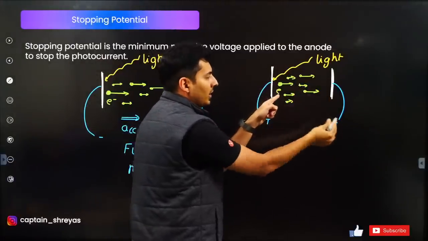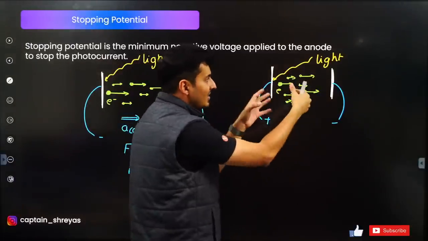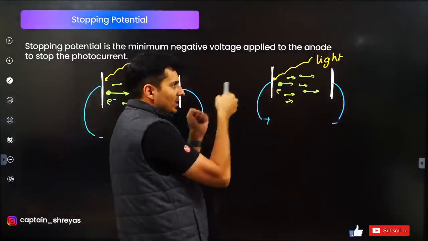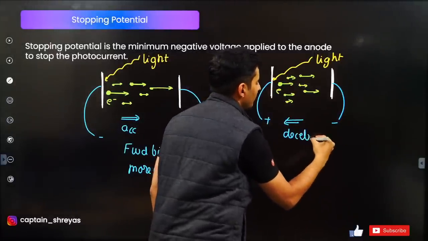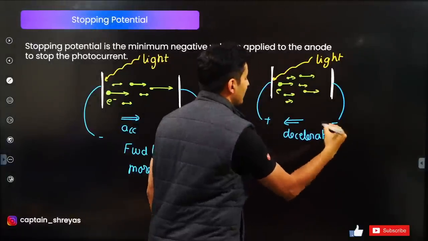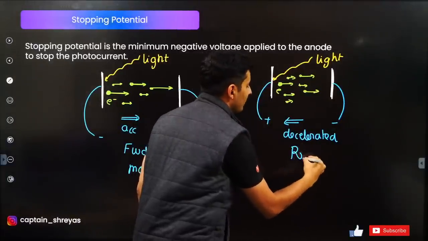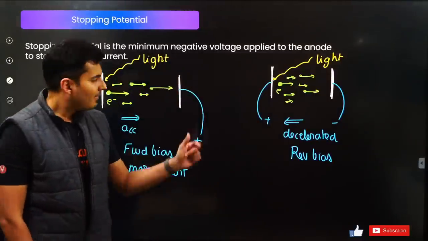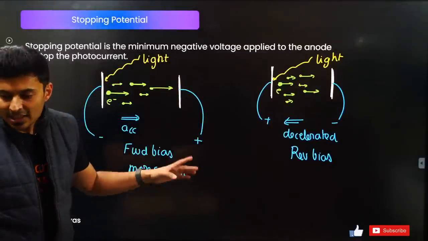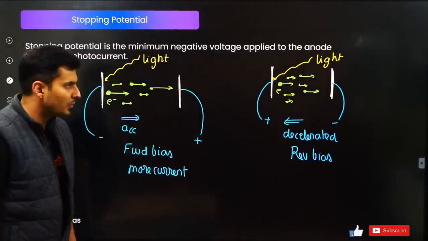The electron's negative charge will decelerate. Positive will pull the electrons backwards. So obviously, it will get decelerated. And if it is decelerated, it is called reverse bias. It is reverse bias. Agree?